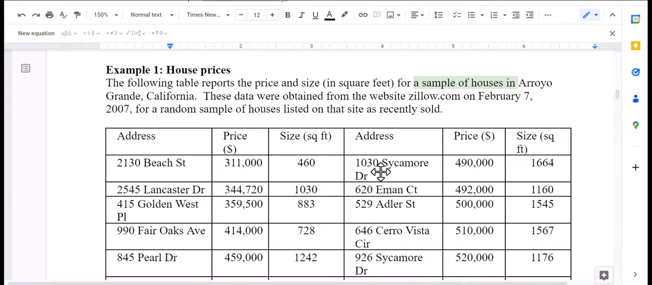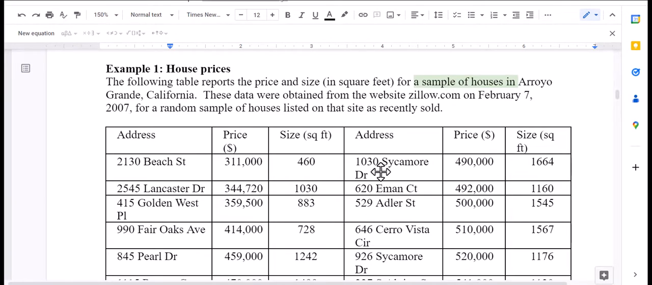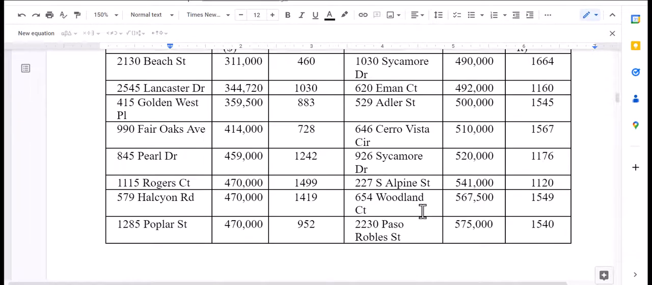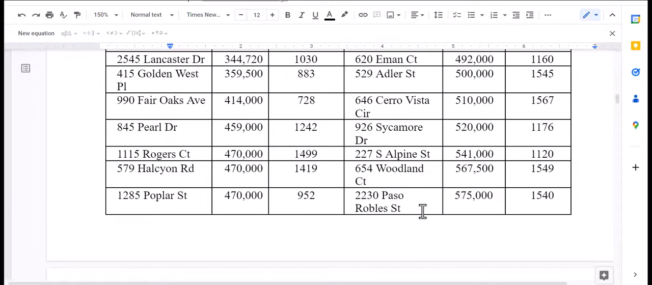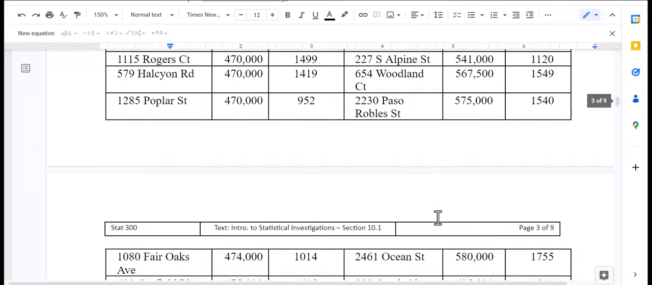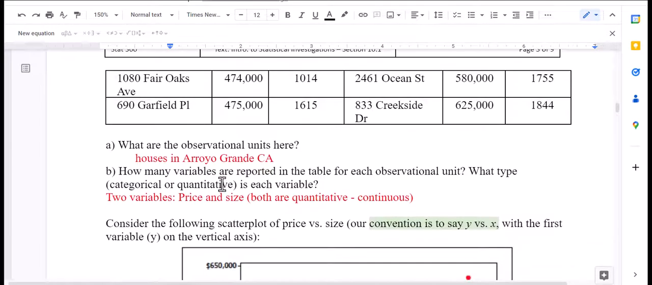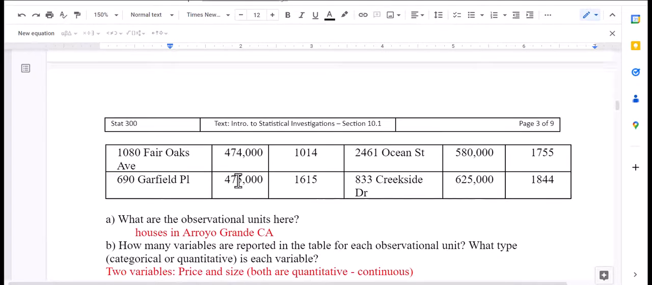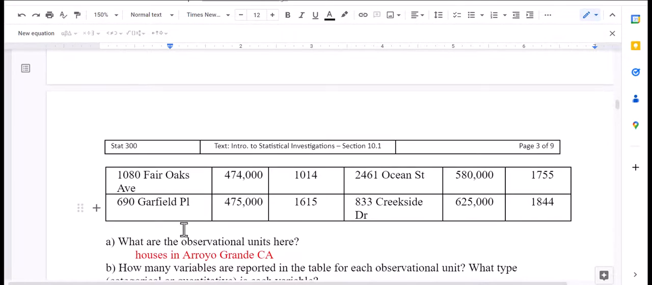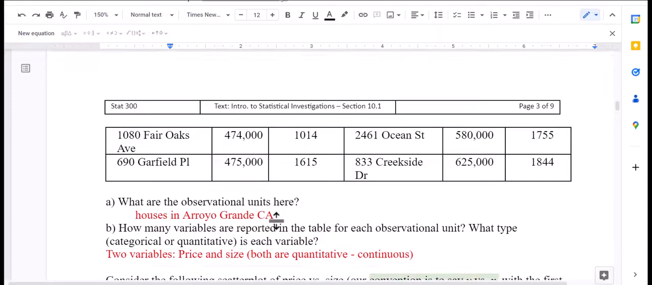The first example we had is house prices. Here it was just to identify the variables and the observational units, and to figure out how we can use that information to start setting up a correlation example. So what were the observational units? Houses in Arroyo Grande. So the addresses, or the houses essentially.